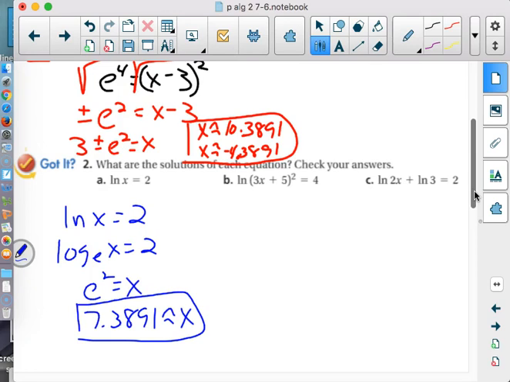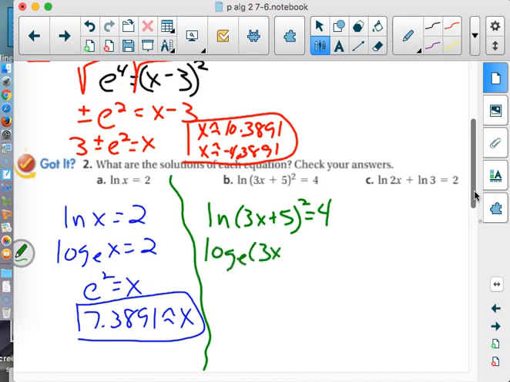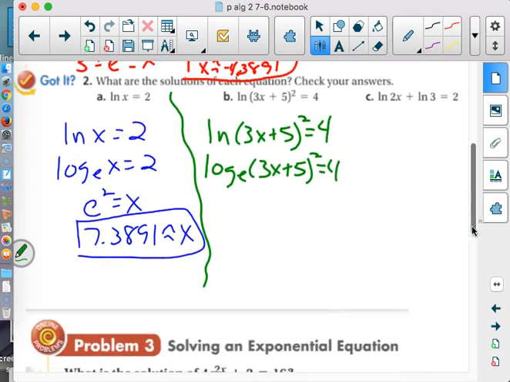All right, let's look at B. Well, that looks familiar. Snail shell. It's ready to go. One log, one thing equals one thing. Yeah, this looks real familiar.